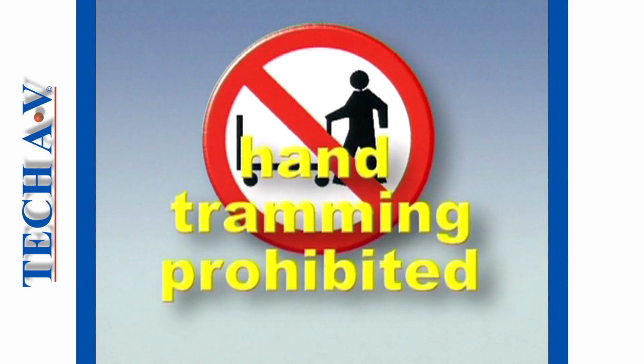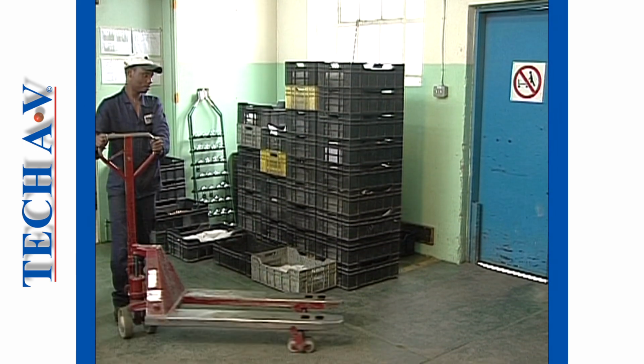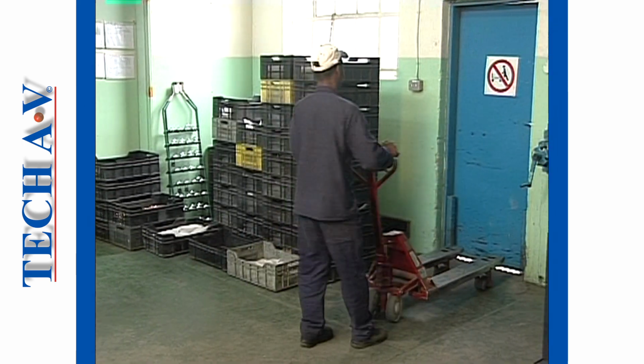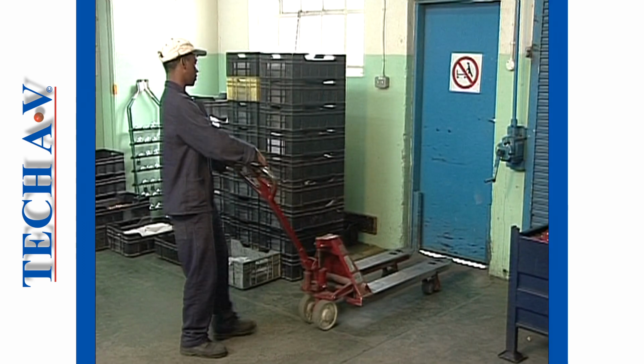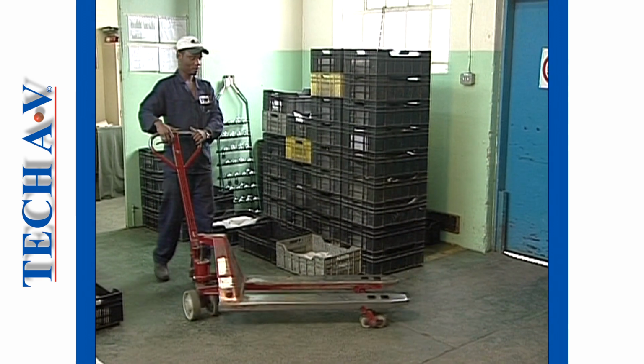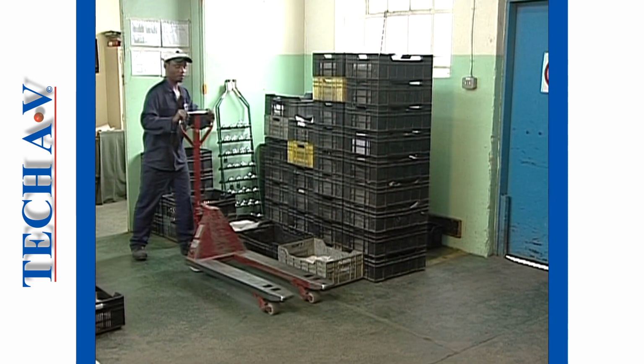The hand tramming prohibited sign. This sign indicates that you are not allowed to perform hand tramming in the area, for example exiting or entering through a specific door. When noticing this sign, use an alternative door or route.